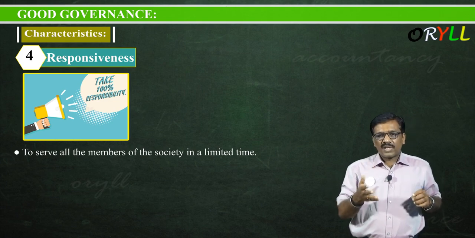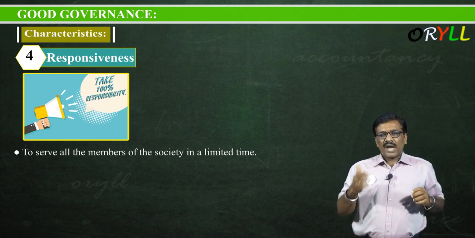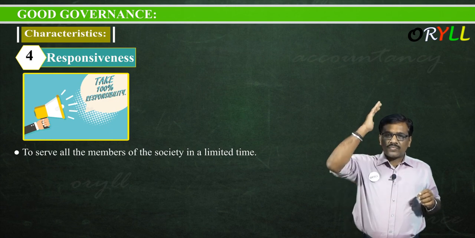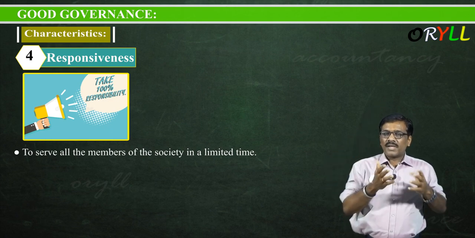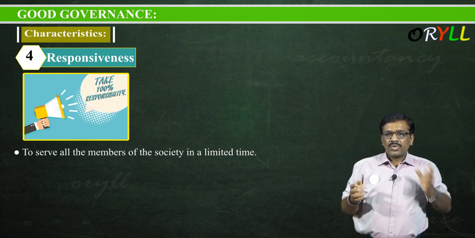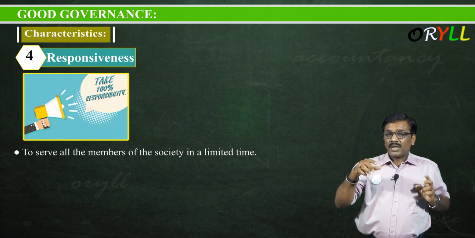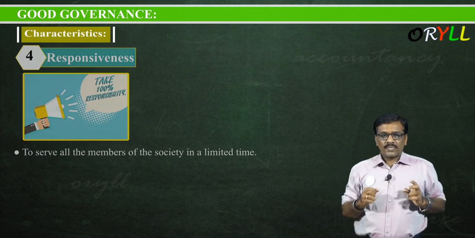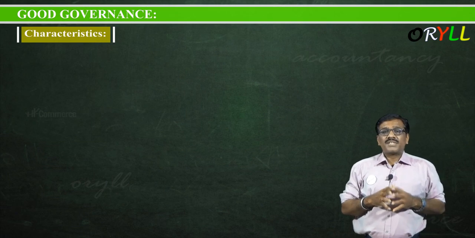See, if somebody is suffering with some problem or ailment, and I say, okay, your number is 5th or 6th, you come later. No, by that time that person will die. Understand? You have to serve all the members of the society in a limited time. Okay. And next is consensus oriented.